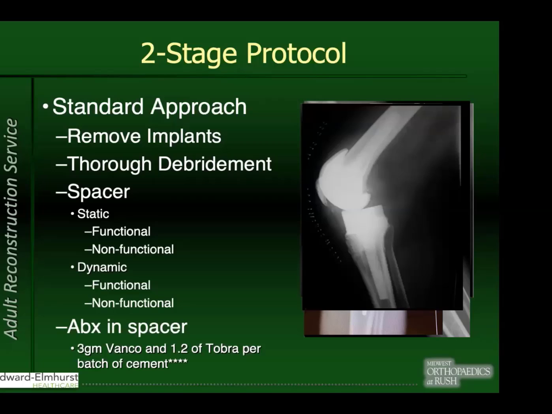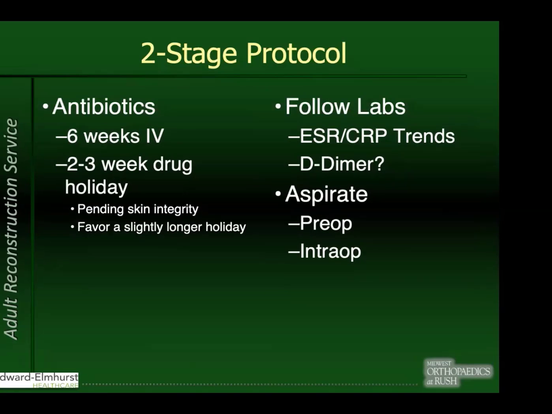The antibiotics that I put in my spacer, I usually put around 3 grams of vancomycin and 1.2 grams of tobramycin per batch of cement, unless there's some organism that I have to switch that up for. For fungal infections, we'll do voriconazole. And sometimes we'll just tailor this towards people where we've had VRE and we'll use Cubicin or daptomycin in the spacer itself. The patients will get antibiotics for 6 weeks, then 2 to 3 week drug holiday as a minimum, depending upon the skin integrity.